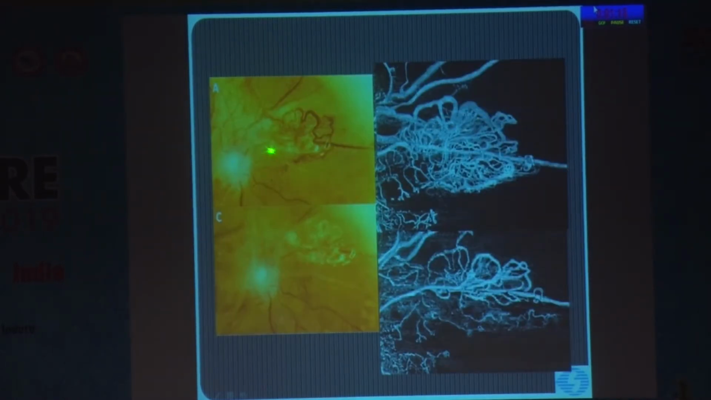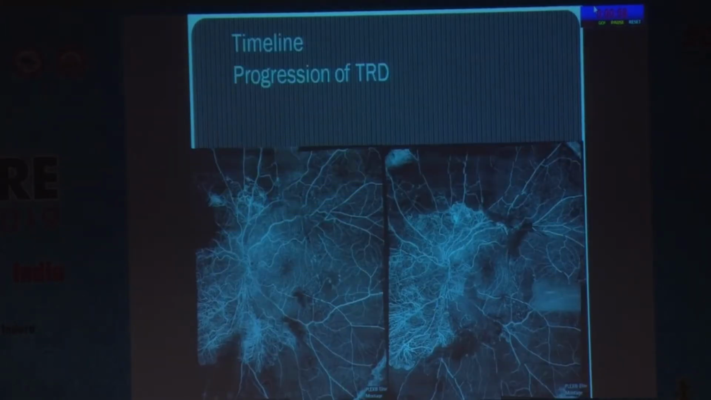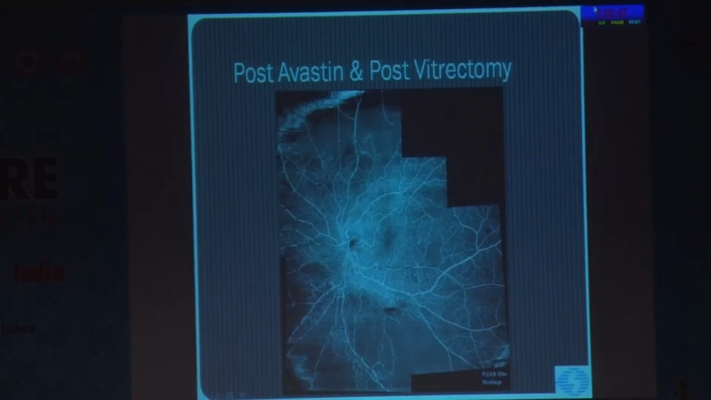This is one of my personal favorite images. This is neovascularization near the disc, taken 3 days after anti-VEGF. This is a color photo, and you can see the regression of the NV beautifully without the use of any dye, using OCT angiography. Now a TRD: this was a lady we were following on OCT angio. See how bad the tractional retinal detachment has become. And this is after anti-VEGF with vitrectomy. The same patient looks much, much better.